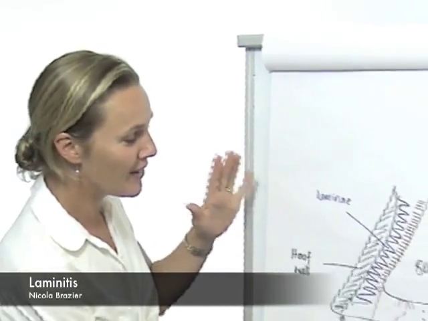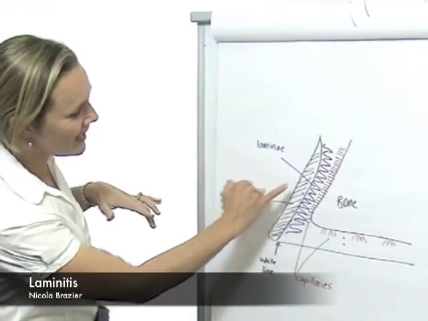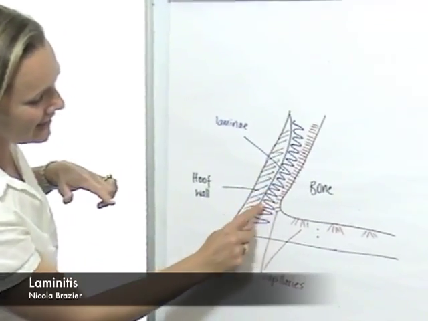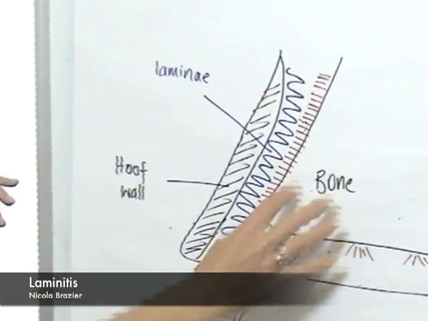By definition, laminitis is actually the infection of the lamina within the hoof. Now we have a very crude drawing of a cow's hoof, but you can see that the lamina actually exists here between the hoof wall and the bone.